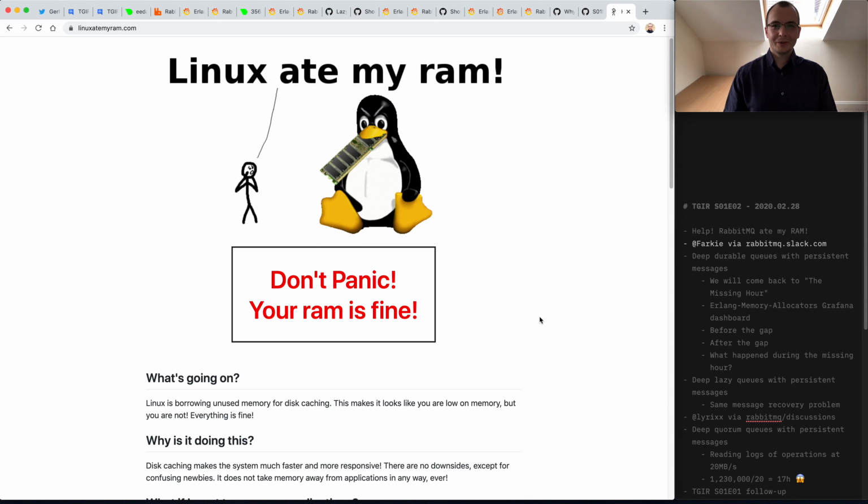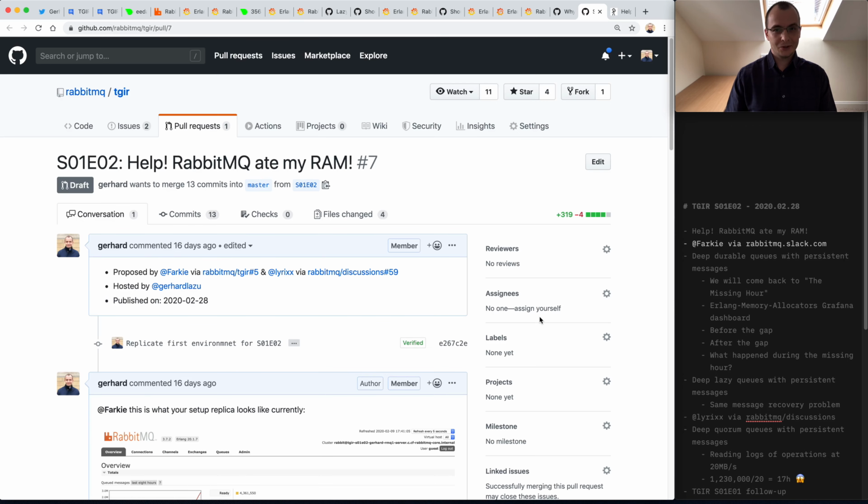Hi, today we'll be talking about not "Linux ate my RAM", but "RabbitMQ ate my RAM". As you can tell, this topic has been around for a while in different contexts, but today we'll be debunking the myths around RabbitMQ memory usage and specifically answering the question, why did RabbitMQ eat all my RAM?